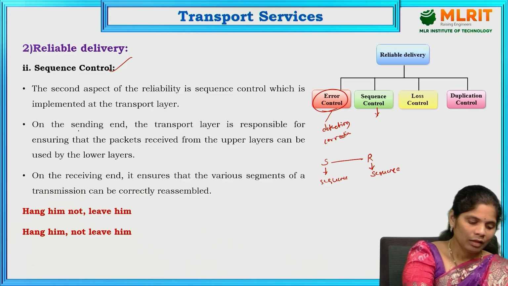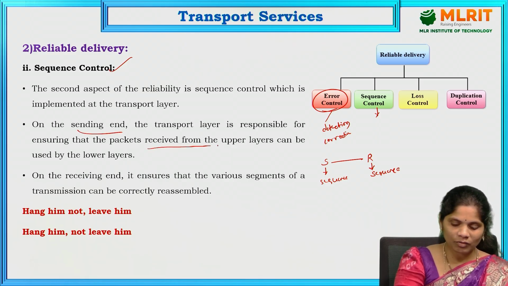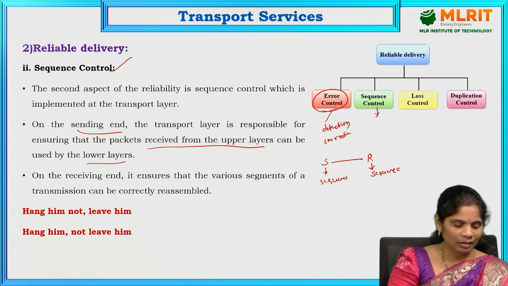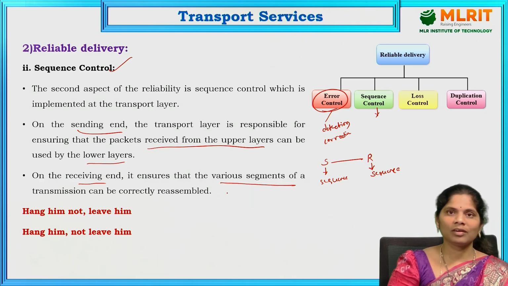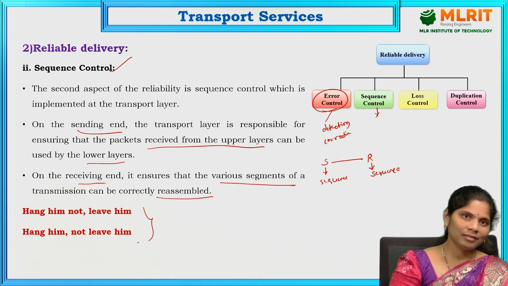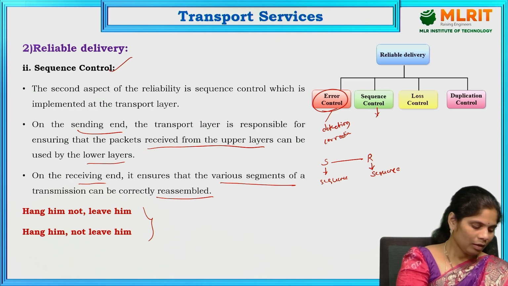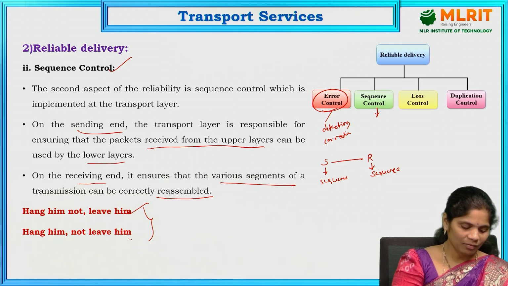So here the sending end is mainly responsible for making sure that the packets received from the upper layers can be used by the lower layers. And at the receiver end, it is checked whether the various segments of the transmission can be correctly reassembled or not. See this example: the sentence "Hang him not, leave him" and the next sentence "Hang him, not leave him." The meaning of these is different.